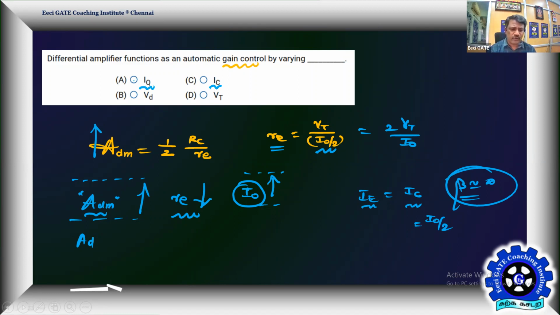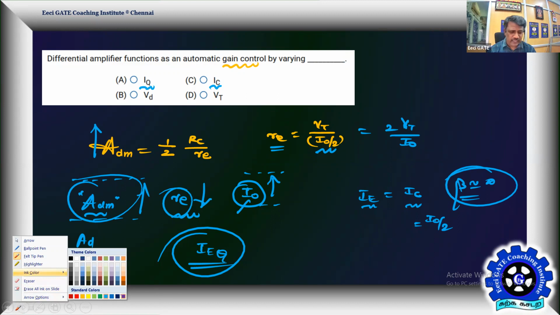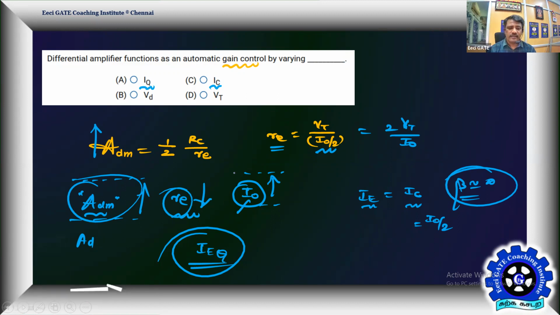But he mentioned in one more option IQ as well. So probably he means that that is a Q point current. So probably you should feel like it is IEQ, the Q point emitter current of both the transistors. That is the one influencing small RE. That is the one influencing ADM. Therefore, yes, you can decide the solution now. If you feel like there is a race between option C and A, then you have to give the benefit of doubt only to option A. So that's a Q point current.